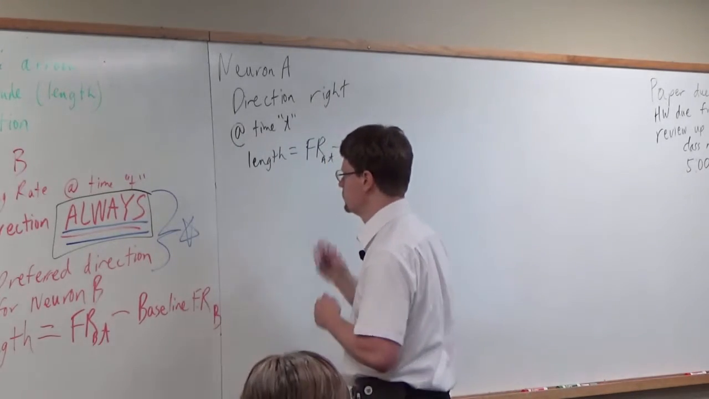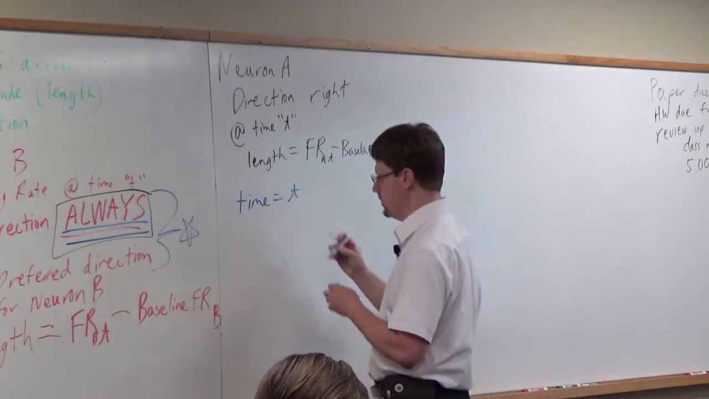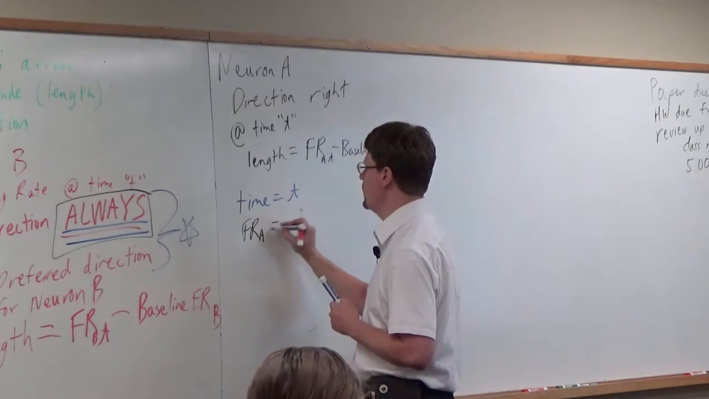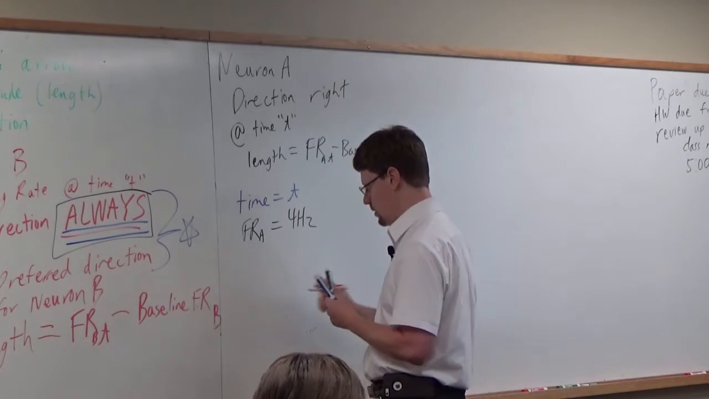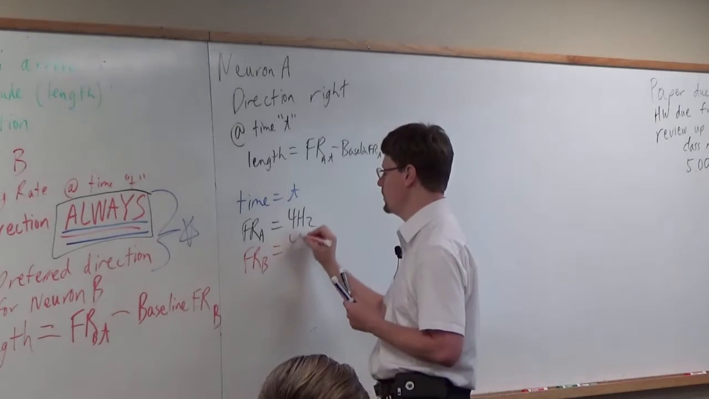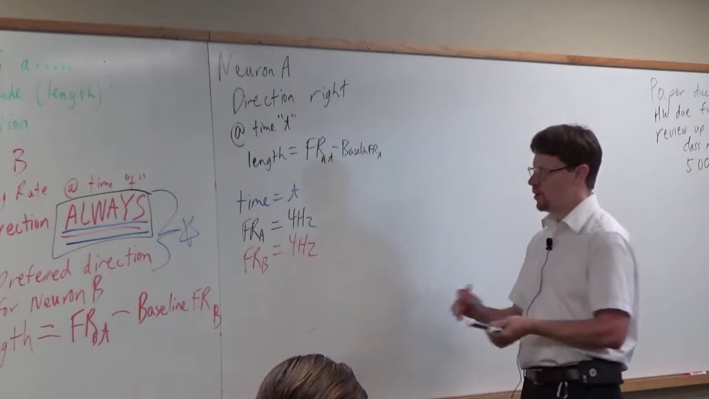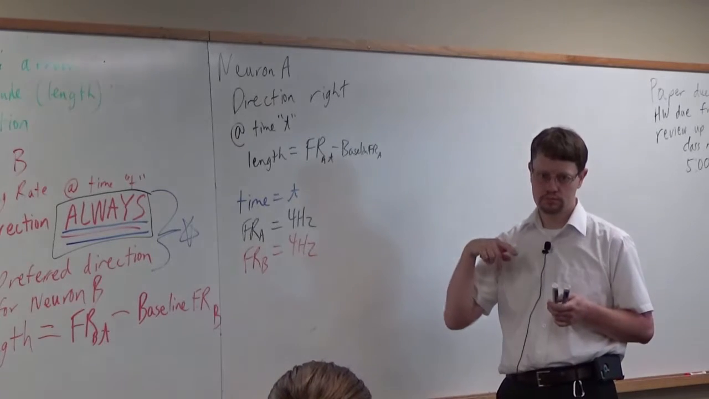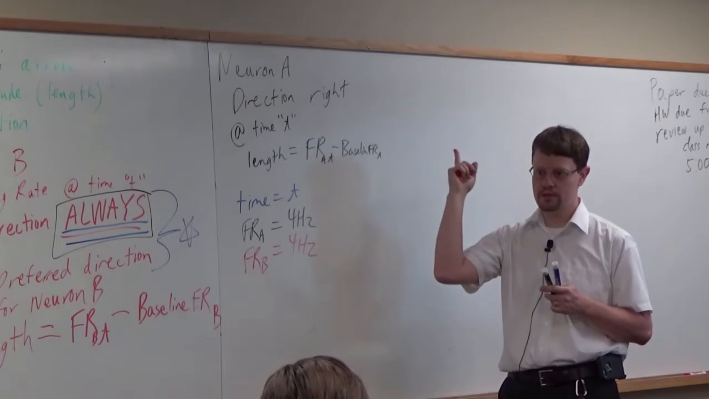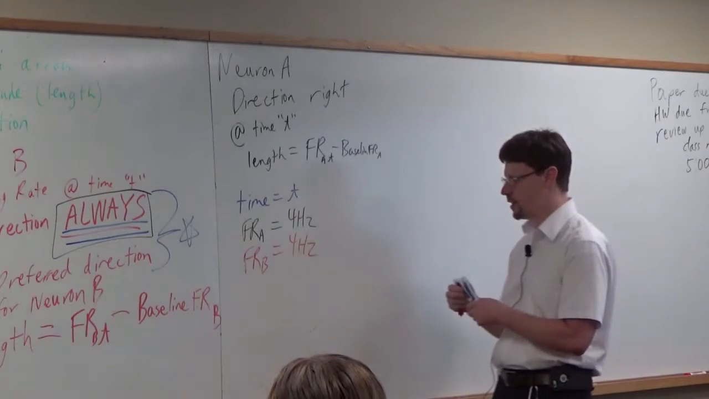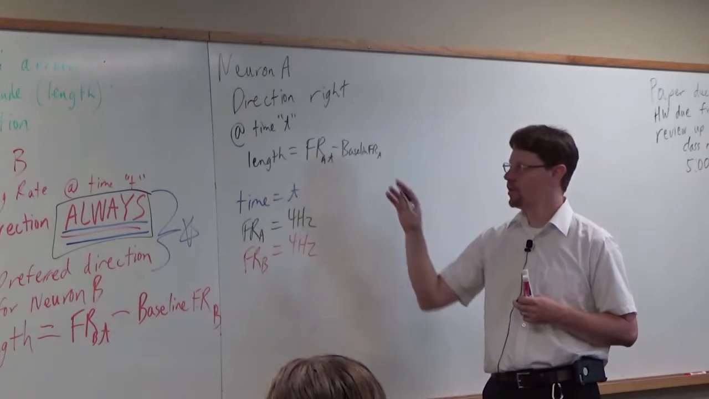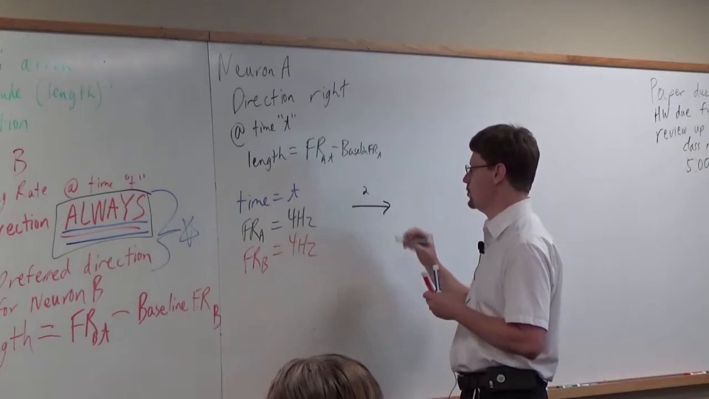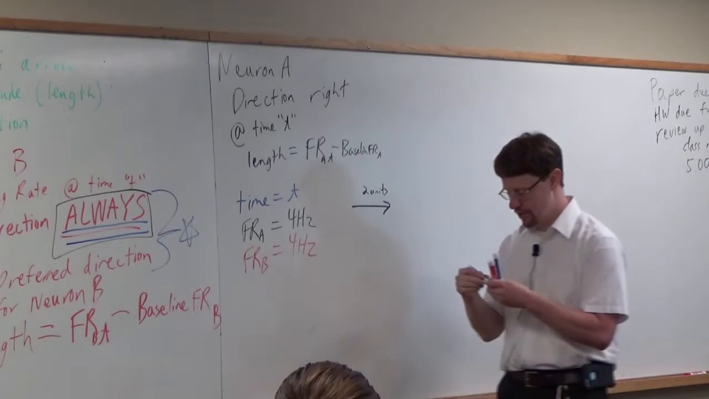At time equals t, the firing rate for neuron A is 4 hertz. The firing rate for neuron B is also 4 hertz. So how are we going to convert this into a vector? What's the vector going to look like for neuron A? First of all, what direction does it point? Right. Neuron A points right. So we have a rightward pointing arrow. How long is it? 2, right. So neuron A is a vector whose length is 2 units of length, however long it is, 2 inches, whatever you want to use is fine.